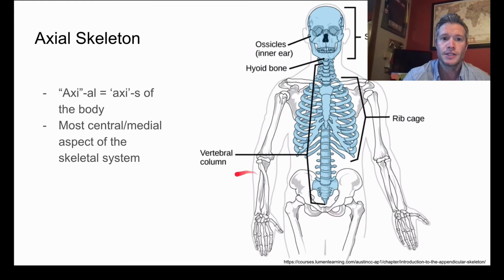Okay. So if we were to look at the axial, it's the centermost part, or we could say the most medial part. And it really helps house a lot of the main components of our central nervous system. That's its main protective mechanism, but obviously the lungs as well for the ribs.